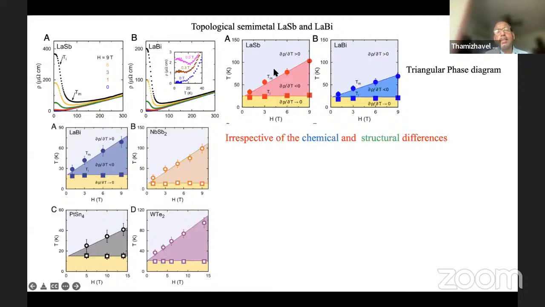So based on this, they have constructed a triangular phase diagram. And this is a universal triangular phase diagram. Irrespective of the chemical and structural differences, you are seeing this kind of triangular phase diagram in many of these compounds, like, for example, lanthanum antimony, lanthanum bismuth, platinum tin 4 and WTe2. All these compounds, which are showing extremely large magnetoresistance, exhibit this type of triangular phase diagram.